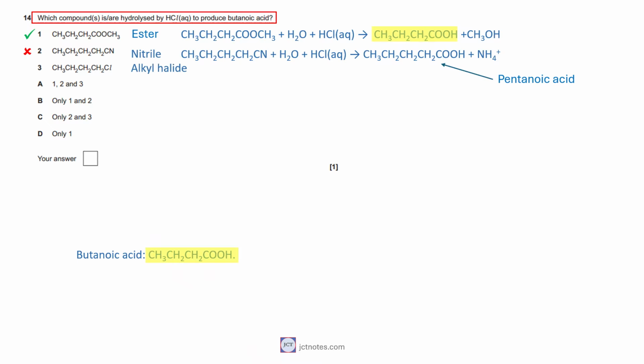Compound 3, 1-chlorobutane, is an alkyl halide. Alkyl halides can undergo hydrolysis, nucleophilic substitution, in the presence of water to form alcohols, especially with strong bases. Under the given conditions, we can expect no reaction or very little reaction to produce some butanol, not butanoic acid. Compound 3 is incorrect. Therefore, only compound 1 produces butanoic acid. The answer is D.